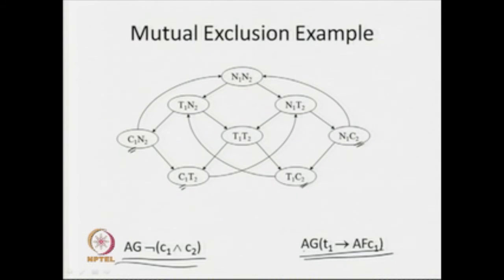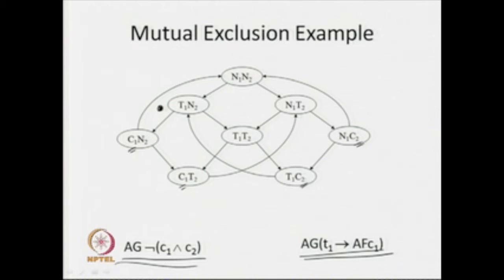So, in all paths globally, T1 implies AF C1. So, in all paths globally C1. But if you look into it, here I will be having a slight problem, I will just mention it. Say you consider that I am in this particular state, the process P1 is trying to enter into the critical section. If I follow this particular path, then it is entering into the critical section, but there is another path also. Now, consider this particular path, say from T1 N2 it is going to T1 T2, then it is going to T1 C2.